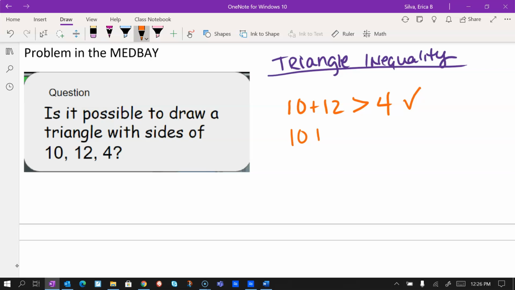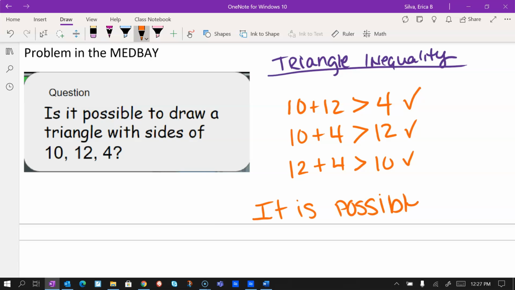Then we try 10 plus 4, and we need to see if that's greater than 12. And 14 is greater than 12, so that one checks off. Now we try the other two sides, 12 plus 4, and is that greater than 10? That is greater than 10, therefore it is possible to draw a triangle with those sides. So yes, it is possible.